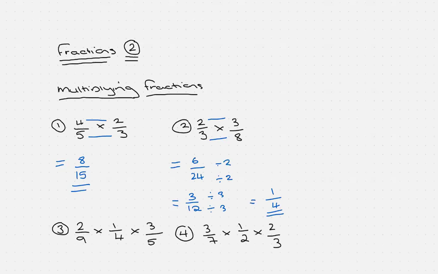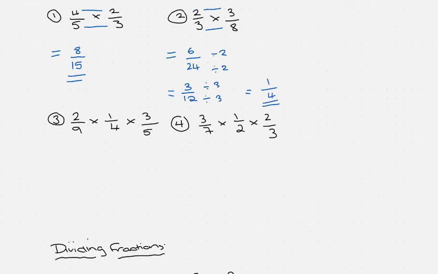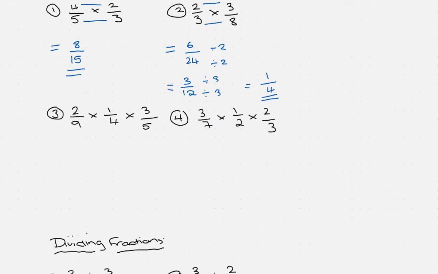Okay, with 3 fractions, it's a very similar idea, except we're going to times all the top lines together. So we're going to do that one times that, and times our answer by the next one. Same with the bottom. So 2 times 1 is 2, 2 times 3 is 6. 9 times 4 is 36. 36 times 5. Now remember, we can write sums at the side if you're not sure. 36 times 5. 5 6s are 30. 5 3s are 15. So 180.